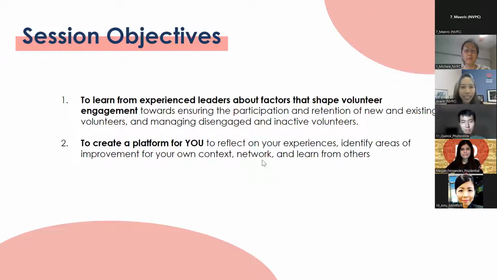Yeah. So what's tonight all about? It's really just about learning from one another. And specifically, we're going to be looking at volunteer engagement, how we can better engage our volunteers, how we can manage disengaged and active volunteers, and how we can improve the experiences of our volunteer processes. And this event is really for you, the people listening in, the people who have registered for this event, to learn and reflect on your own experiences. And hopefully you'll be able to take away things that you can apply into your own context as you hear from the stories of other people.